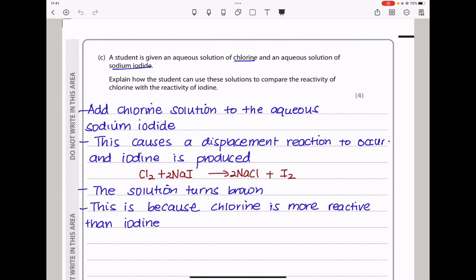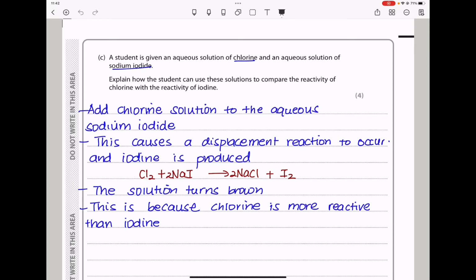Moving on. In part C, a student is given an aqueous solution of chlorine and an aqueous solution of sodium iodide. Explain how the student can use these solutions to compare the reactivity of chlorine with the reactivity of iodine. So the student should add chlorine to the aqueous solution of sodium iodide and then observe, because this is going to cause a displacement reaction to occur and the iodine is going to be produced.